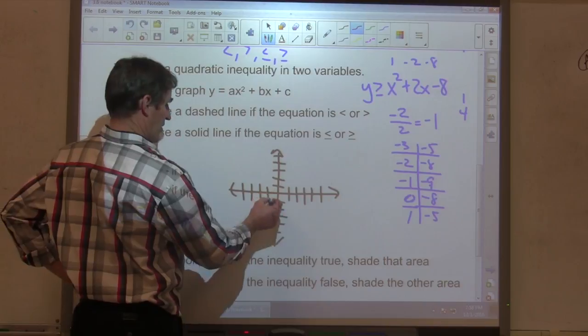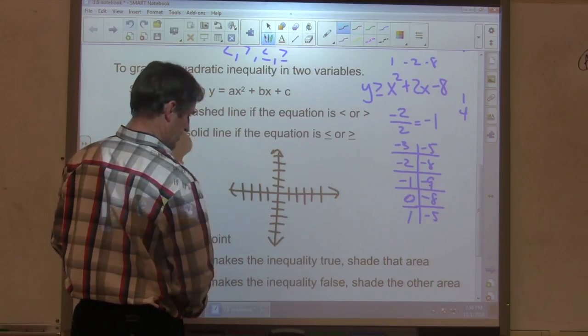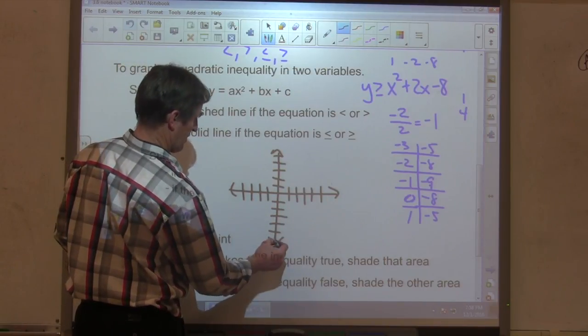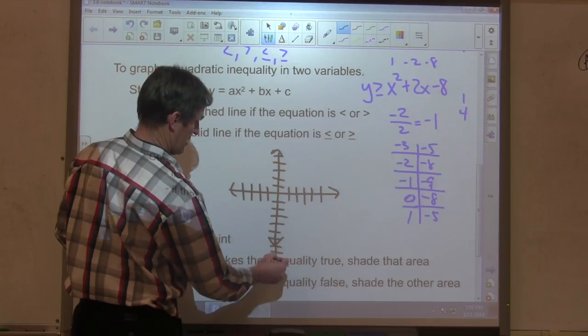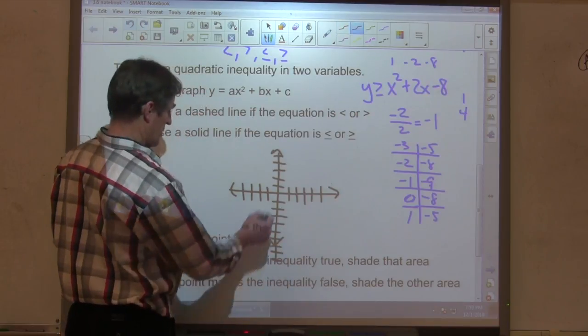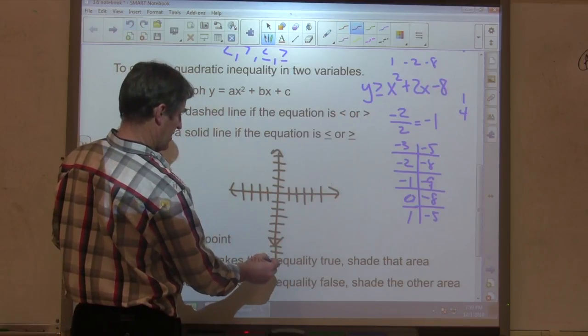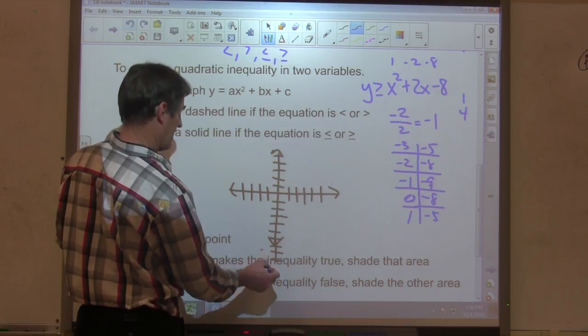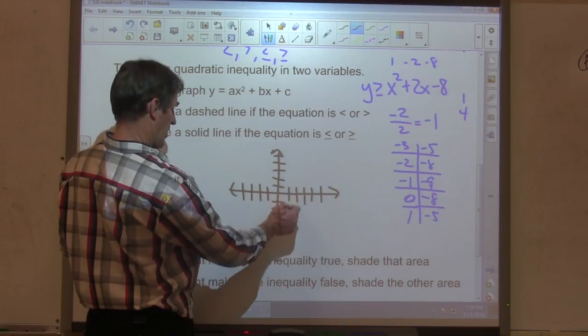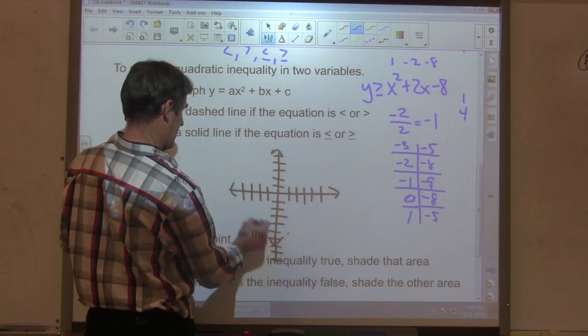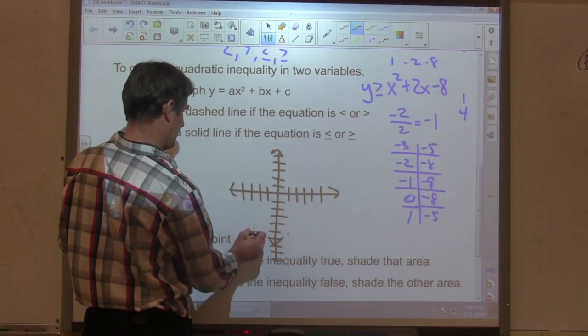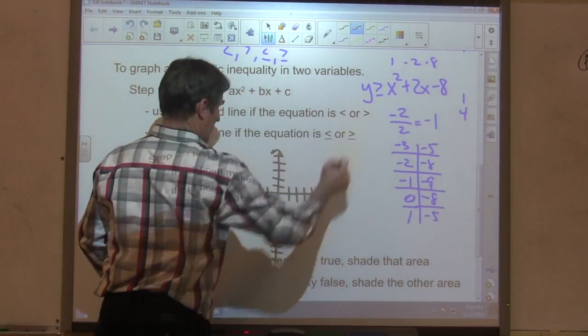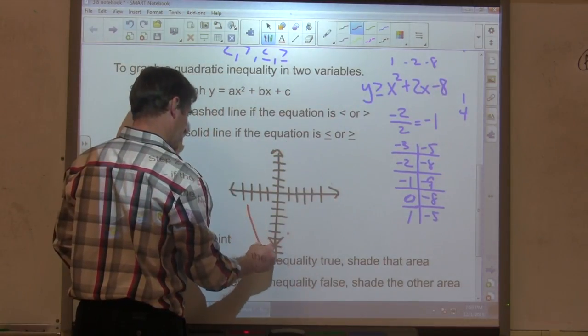So at negative 1, we're down at negative 9. So I'll have to extend this a little. So at negative 1, we're at negative 9. At 0, we're at negative 8. At negative 2, we're at negative 8. And at 1, we're at negative 5. And at negative 3, we're at negative 5. And because this is greater than or equal to, this is going to be a solid line.